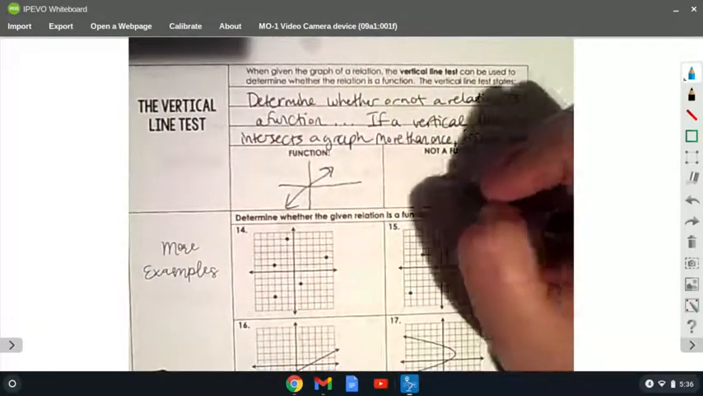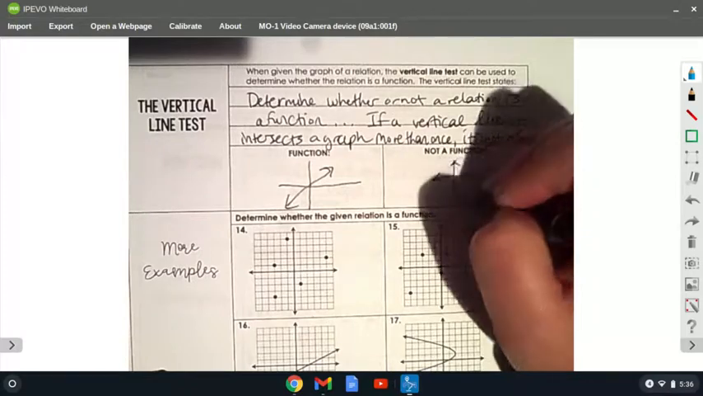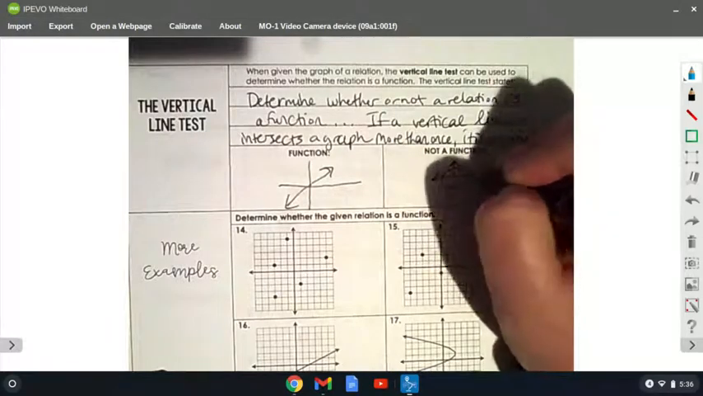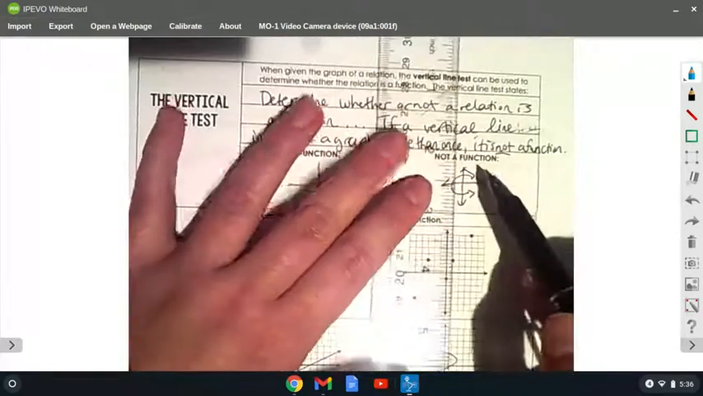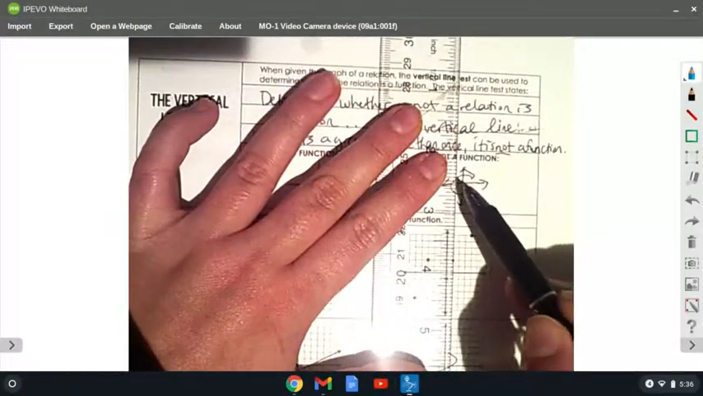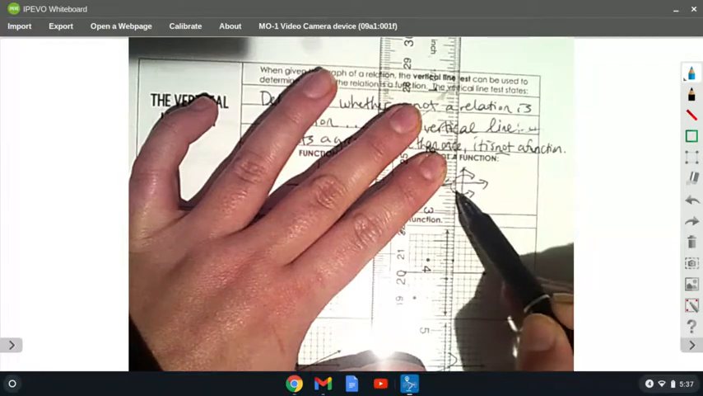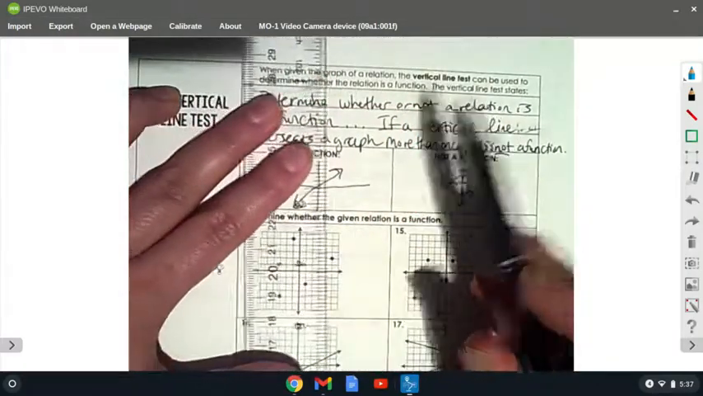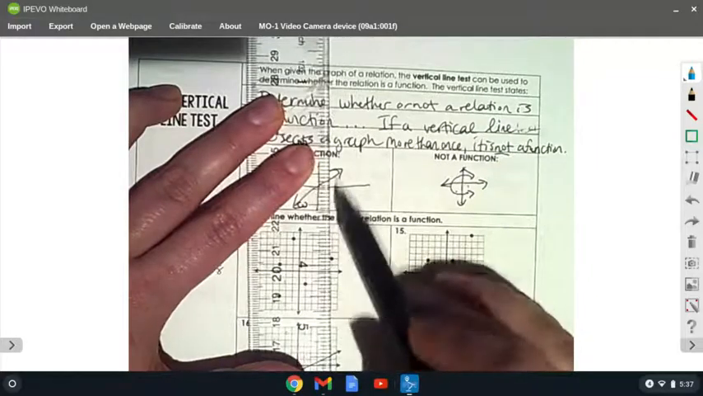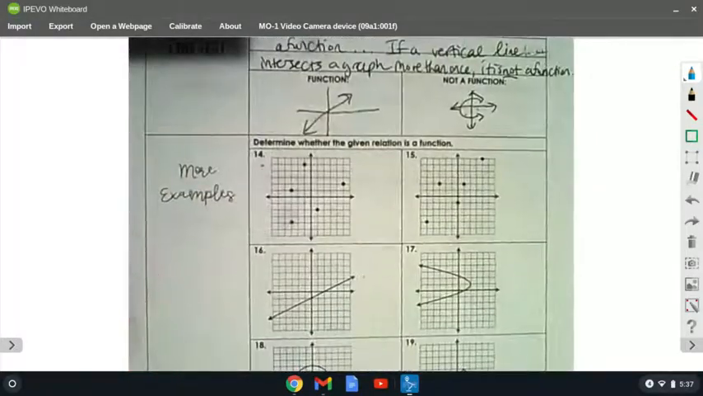So if I have a picture like this, that's a function. If I have a picture like that, it is not a function because I have my vertical line. This ruler is my vertical line. See that it hits it here and here at the same time. So that's not a function. This is a function because I move my ruler over. That line's never hitting my ruler in two places at once. Okay, so let's look at these.